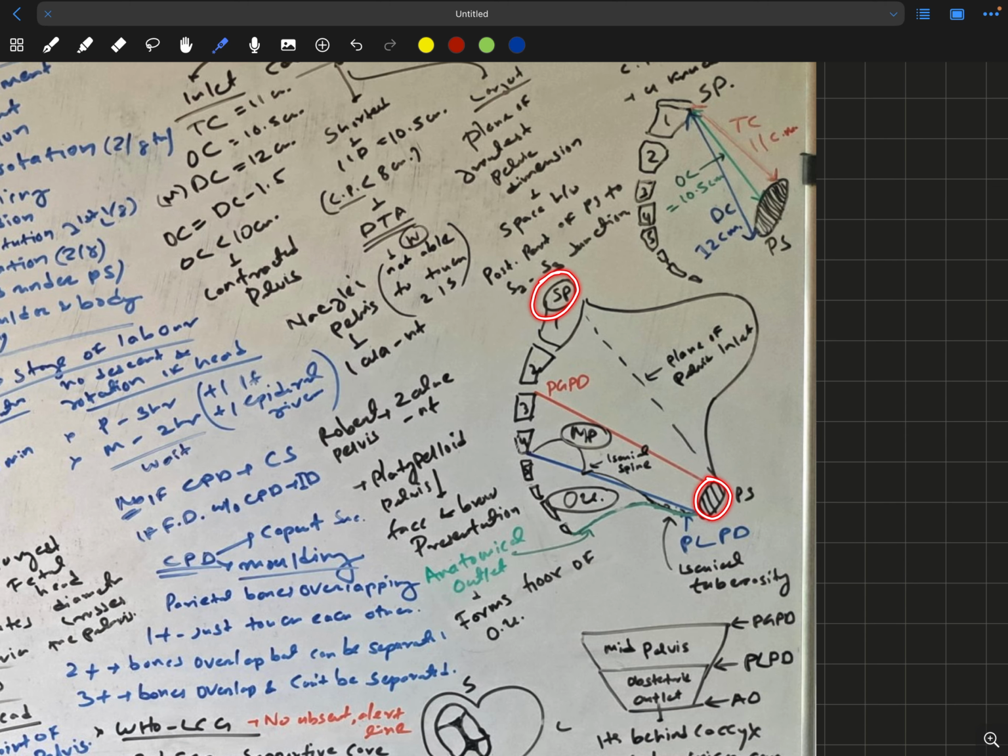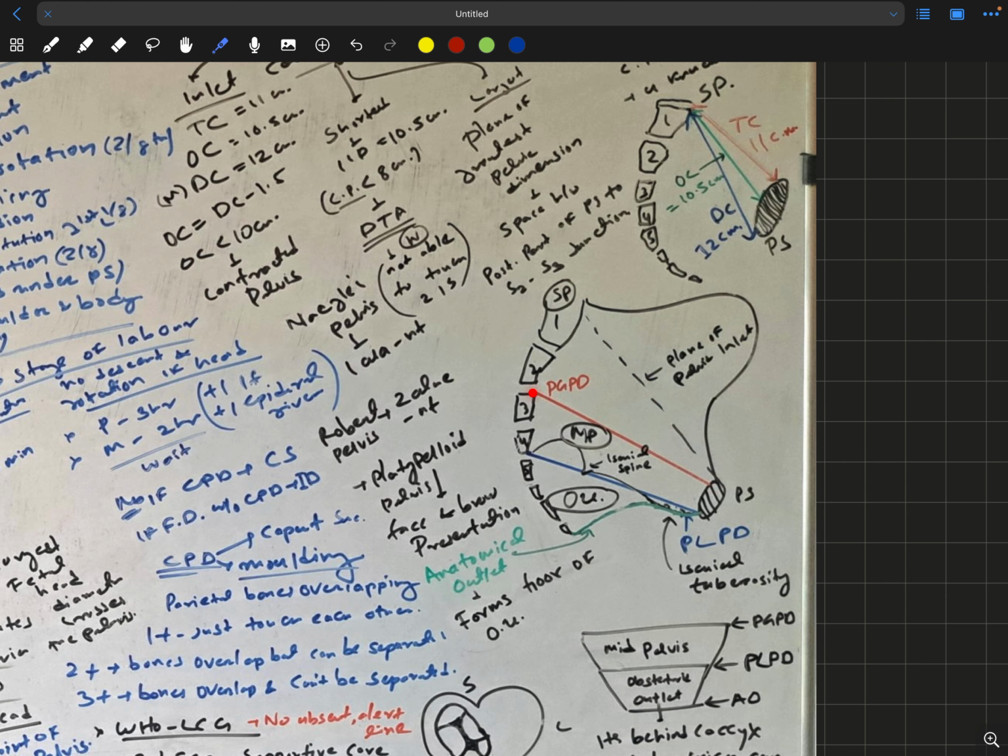This is the sacral promontory. Now this is the plane from the top of the pelvic symphysis to the sacral promontory, the true conjugate. This is the true conjugate, also called the anatomical conjugate, the pelvic inlet.